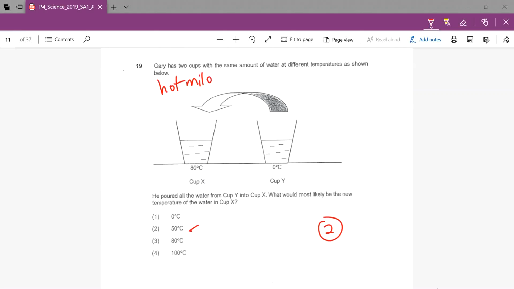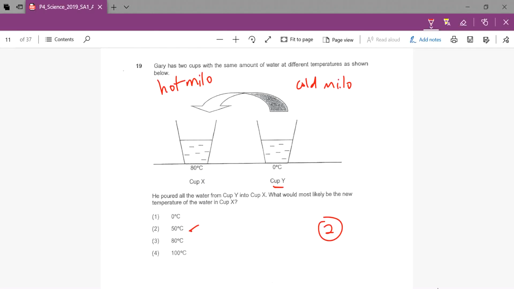Imagine I have hot Milo and I have cold Milo. Okay, and the hot Milo is super hot. I'm rushing to school, I can't drink it in time, so I go and add some cold Milo to it. Then now my Milo will be just nice lukewarm, and I can drink it down very fast and go to school in time.